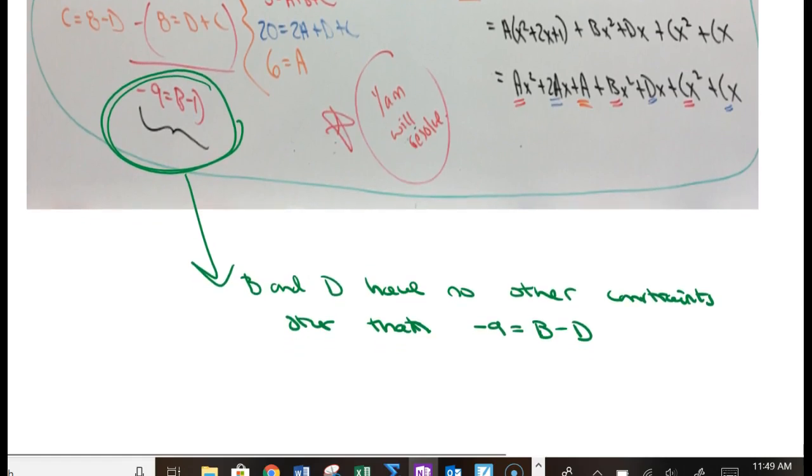minus D equals -9. And no matter what you choose, so maybe I can say B equals -12 and D equals -3, because -12 minus -3 equals -9. Maybe I'll say that B could be -1 and D could be 8, because then -1 minus 8 equals -9. The point here is that no matter what values for B and D you plug in, as long as B minus D equals -9, that is a valid and legitimate choice of B and D.